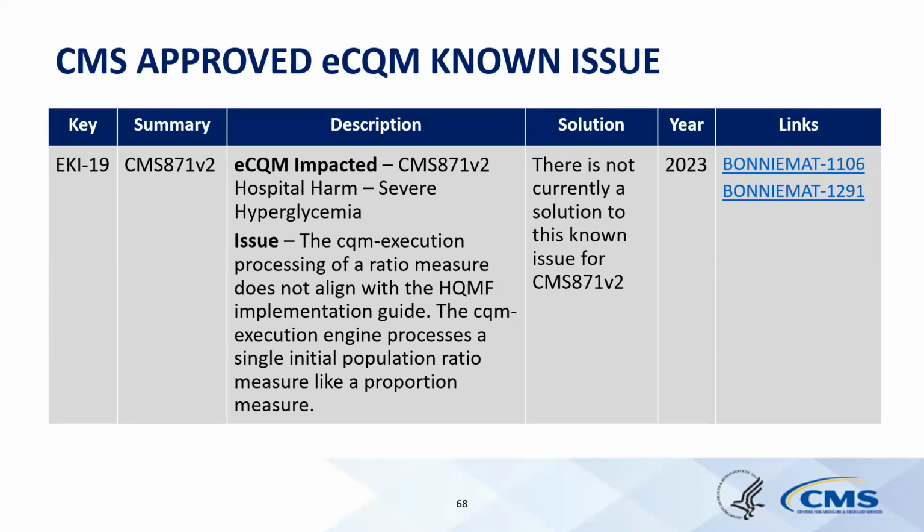The issue impacting CMS 871 version 2, as documented in eCQI 19, is that the CQM execution processing of a ratio measure does not align with how HQMF should be processed. The CQM execution engine processes a single initial population ratio measure like a proportion measure. Bonnie also uses CQM execution for calculation. This could lead to incorrect measure performance rates, and there is not currently a solution to this known issue for the 2023 implementation. The measure steward has added logic to the 2024 specification as a workaround to remove denominator exclusion counters from the numerator and denominator populations, as well as measure observations.